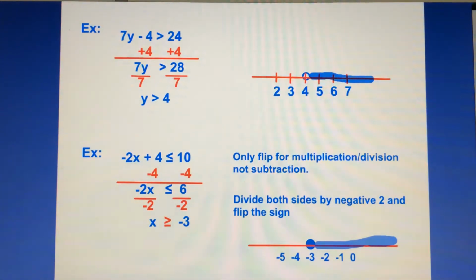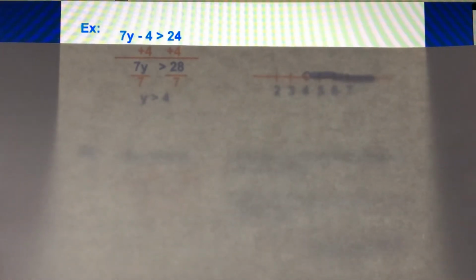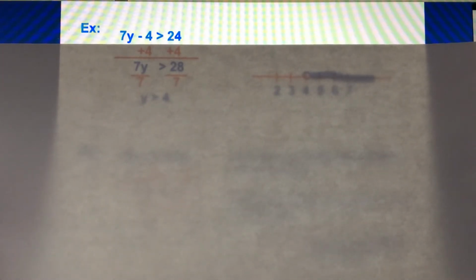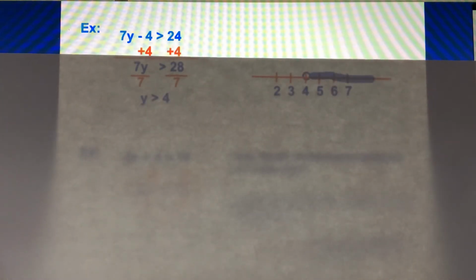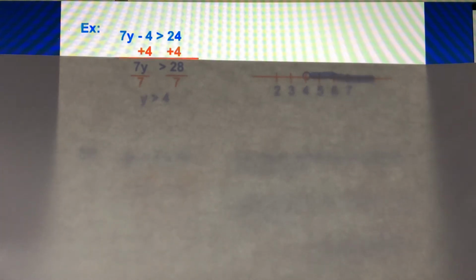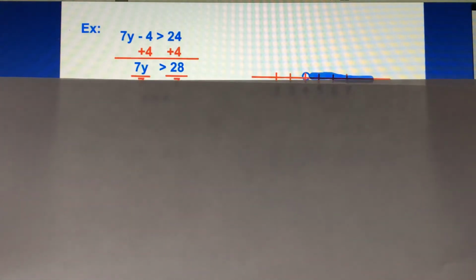Let's take a look at our first one. 7y minus 4 is greater than 24. So I know that I need to isolate y. I need y to live alone, so I need to get rid of the minus 4 first. So I add 4 to both sides, and I go ahead and eliminate the 4, and I am left with 7y is greater than 28.